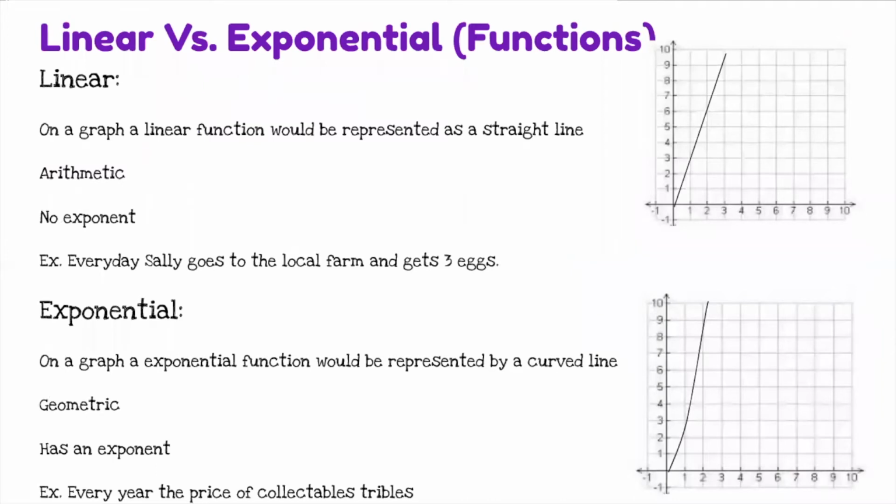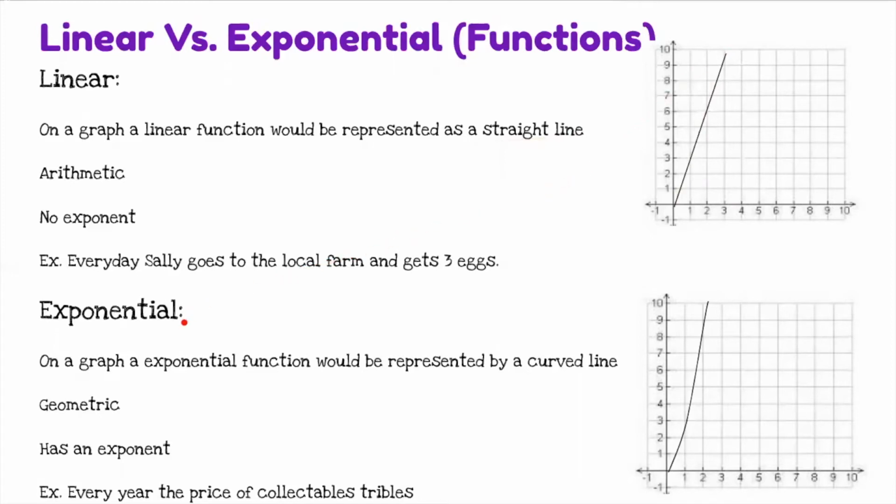Linear versus exponential functions. Here is linear. On a graph, a linear function would be represented as a straight line. It's always arithmetic. There is no exponent, and this is what a graph would be. This line is straight, and it is linear, just like the word line.